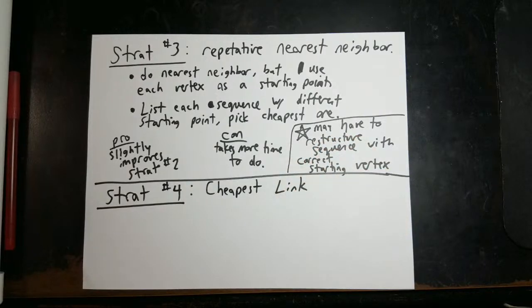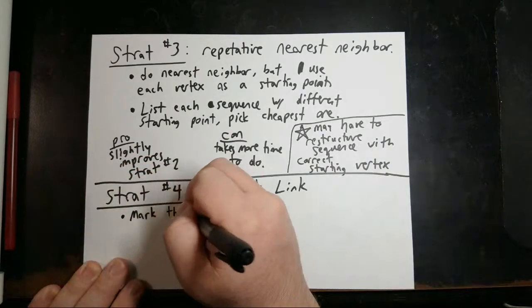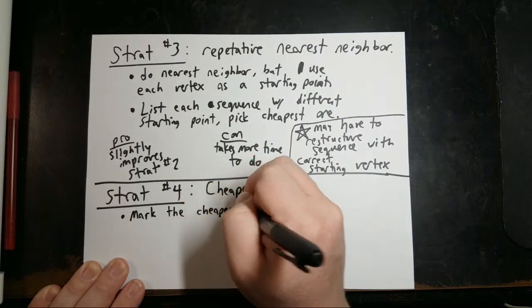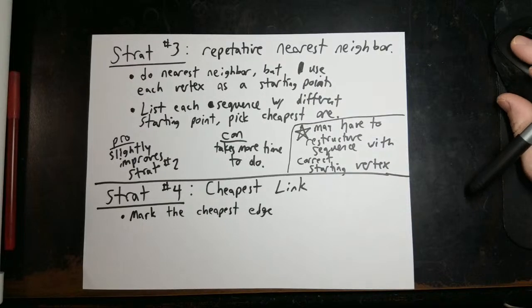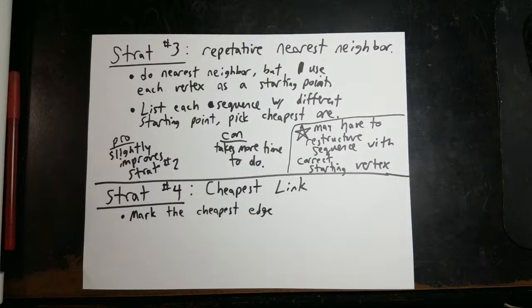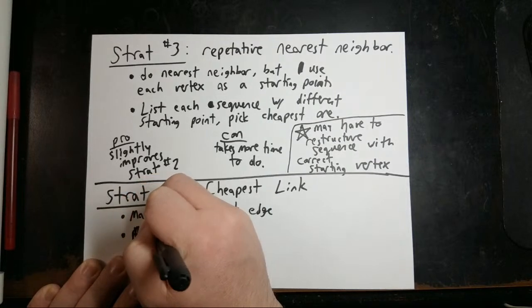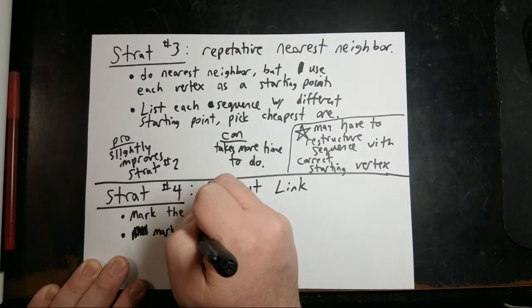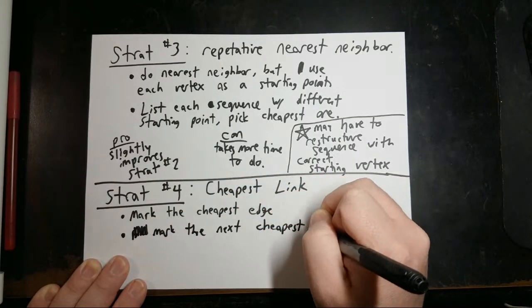Cheapest link. Basically, mark the cheapest edge. Mark the cheapest edge. And I'm going to show you on a separate piece of paper how to do that. You're going to mark the cheapest edge. Where is my window? There you are. Cool. Then mark the next cheapest edge.